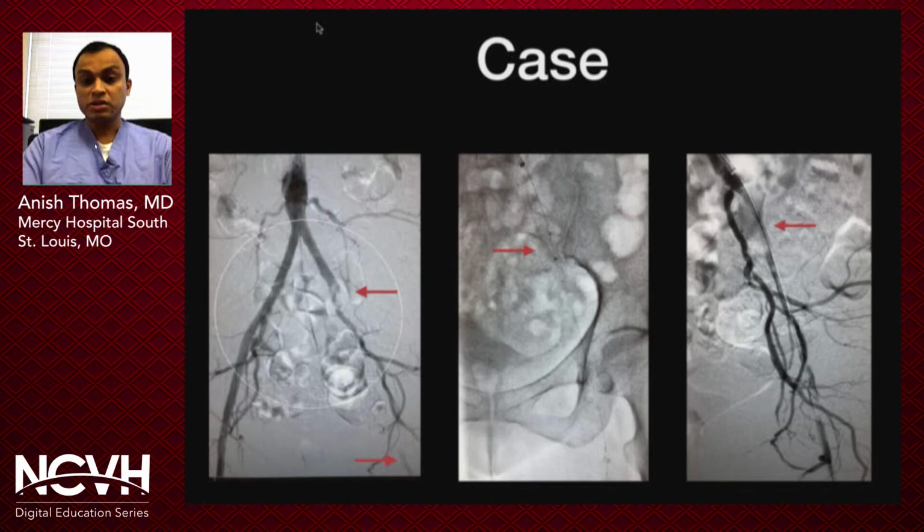However, you can see there's still a significant amount of residual thrombus in the proximal external iliac, as well as the proximal common femoral in this case. We then had to change strategy in this case.